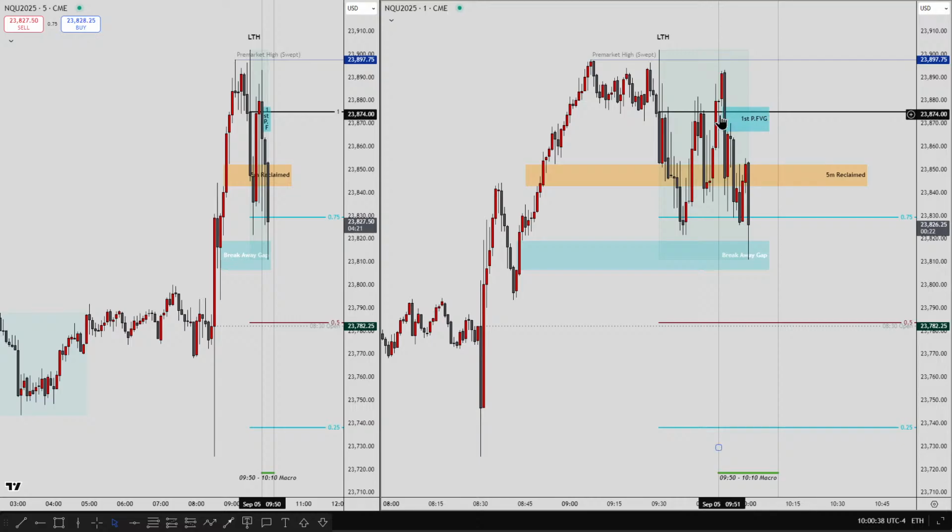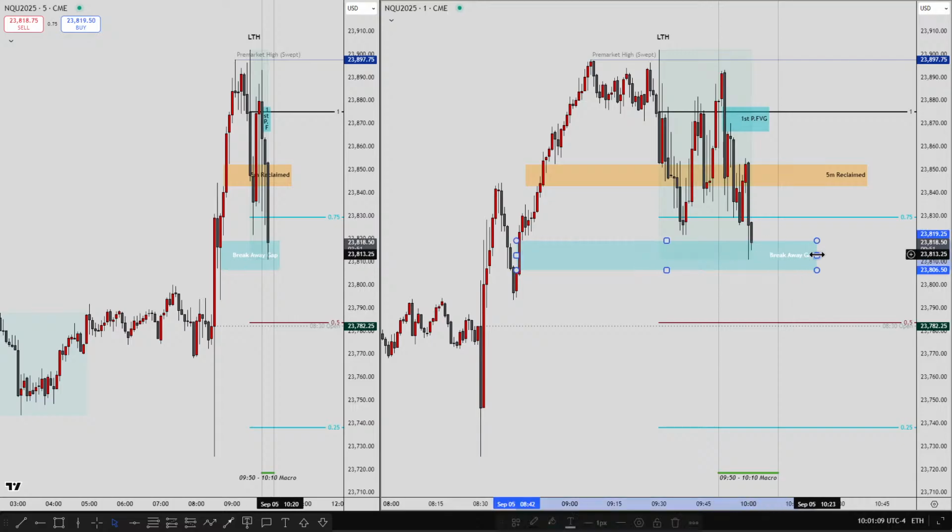that's what you want to see. It doesn't matter if it forms in the macro or not, but because the macro is where you're looking for those footprints, and the macro is what printed it, now your mind should be keying in to the fact that, okay, we might be getting price delivery here one way. So it might switch from consolidation to distribution. So this is no longer a breakaway gap. Now it's just a gap.